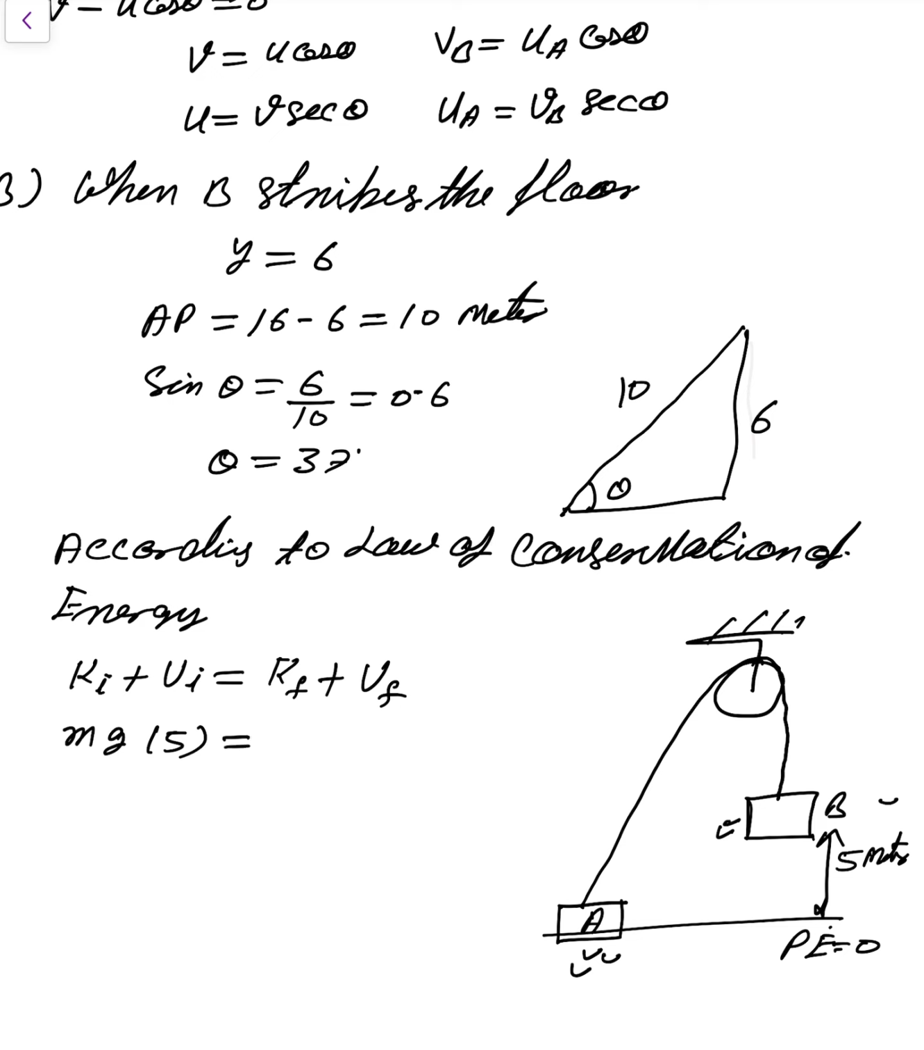This is equal to, both initial velocities are 0, but final velocities of both particles are different. Half m into u square plus half, both masses are same, that is v square. Clear? Or you can say that is uA square and that is uB square. Better to write like that one. Clear or not?